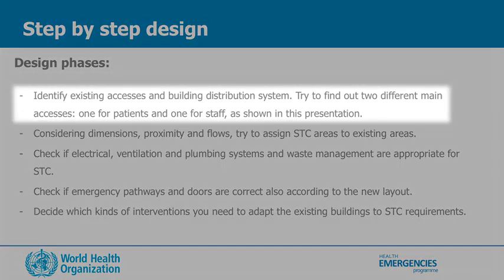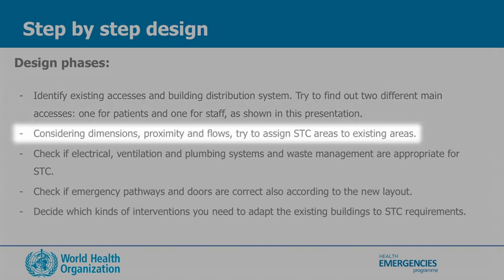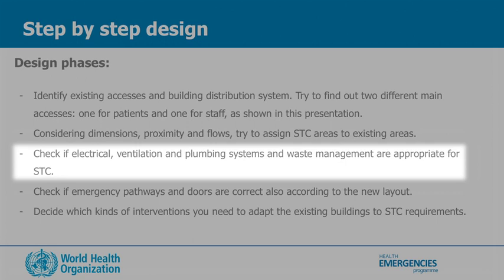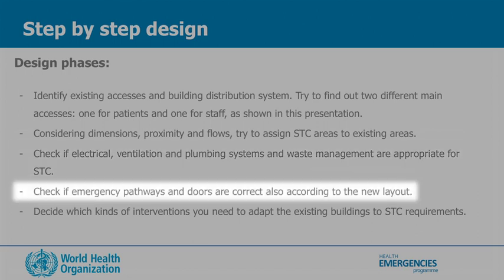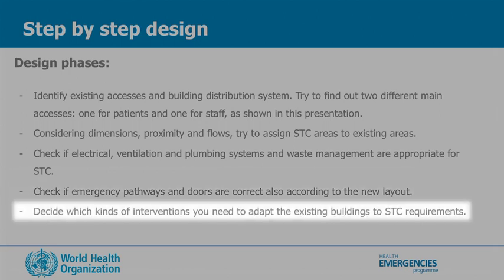Identify existing access and building distribution system. Try to find out 2 different main accesses, one for the patients and one for the staff, considering dimension, proximity and flow. Check if electrical, ventilation, plumbing system and waste management are appropriate for a site treatment center. Check if the emergency pathway and doors are correct also according to the new layout, and decide which kind of intervention you need to adapt the existing building to site treatment center requirements.